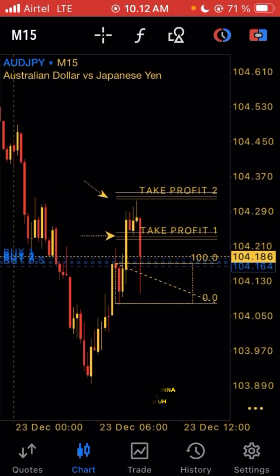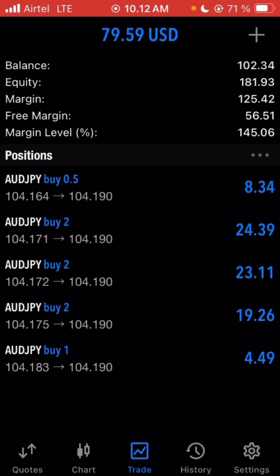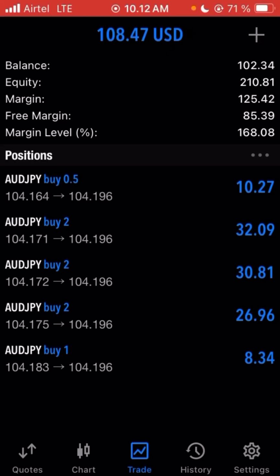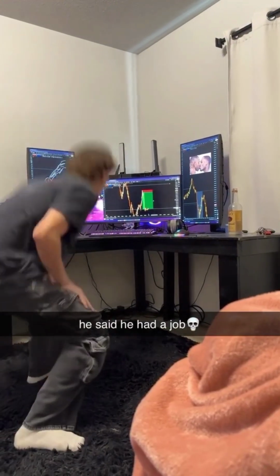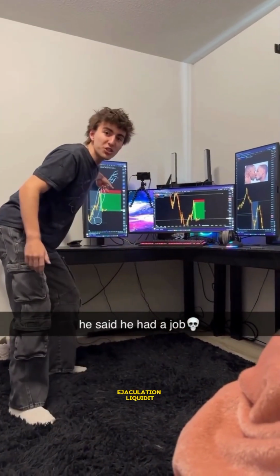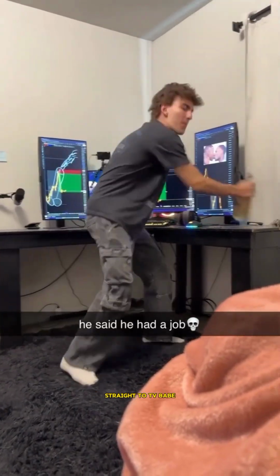Unbalanced ratio can come in when you trade, meaning a pair can go up and also a pair can come down, but they will be tied to US dollar. Bang! Liquidity sweep, two peaks kissing at the top, liquidity grab, and then we got the breaker structure, straight to TP, bang!